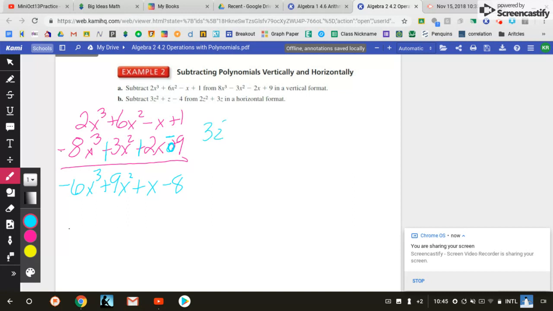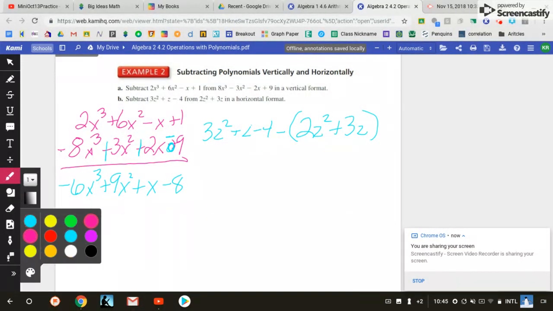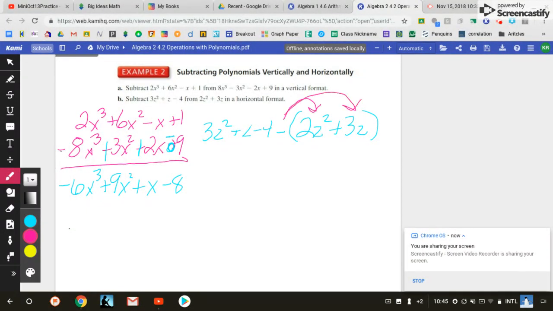So you'll have 3z squared plus z minus 4 minus, and then in parentheses, 2z squared plus 3z. So outside the parentheses this time, I have a negative, and I've got to distribute that negative to everything. So then I'll have 3z squared plus z minus 4 minus 2z squared minus a 3z after I distribute that negative through.